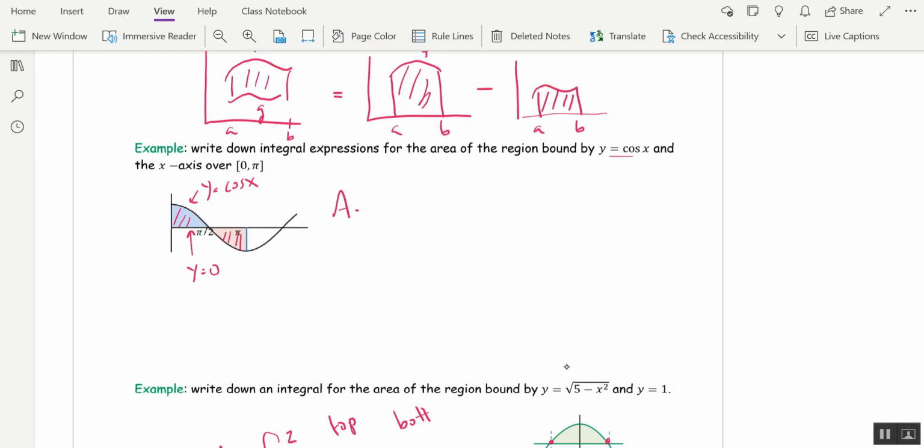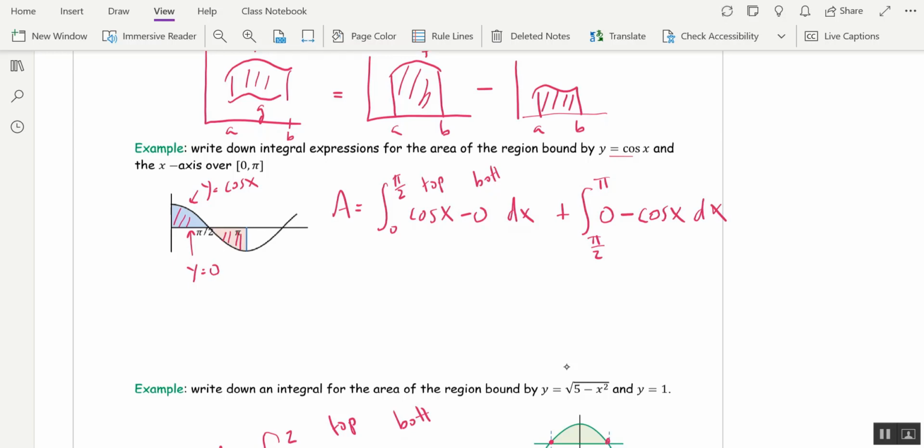So the area is going to be the integral from 0 to pi over 2 of cos x minus 0 dx. That's top minus bottom. And no, you don't have to write the minus 0 there. I'm just doing it to illustrate top and bottom. And then we're going to add on the integral from pi over 2 to pi of top curve, which is 0, minus bottom curve, which is cos x dx. And so there is an integral expression for the area.